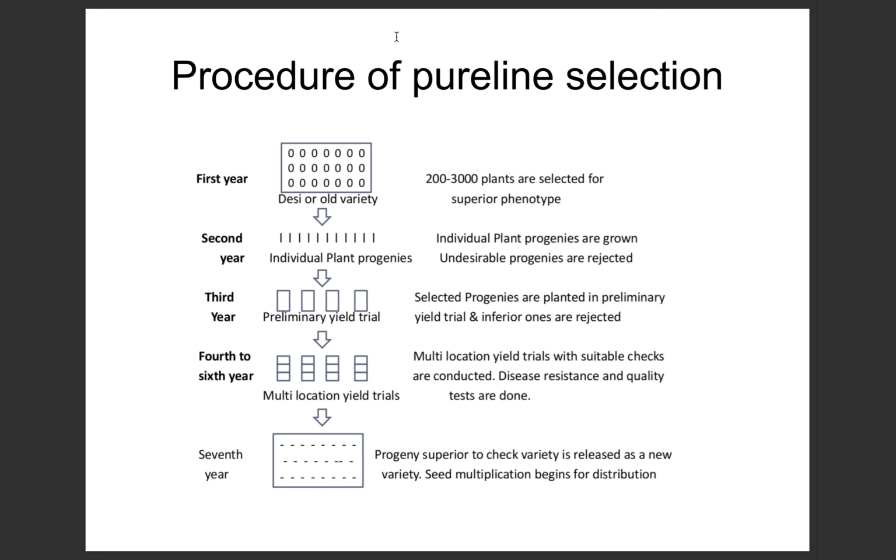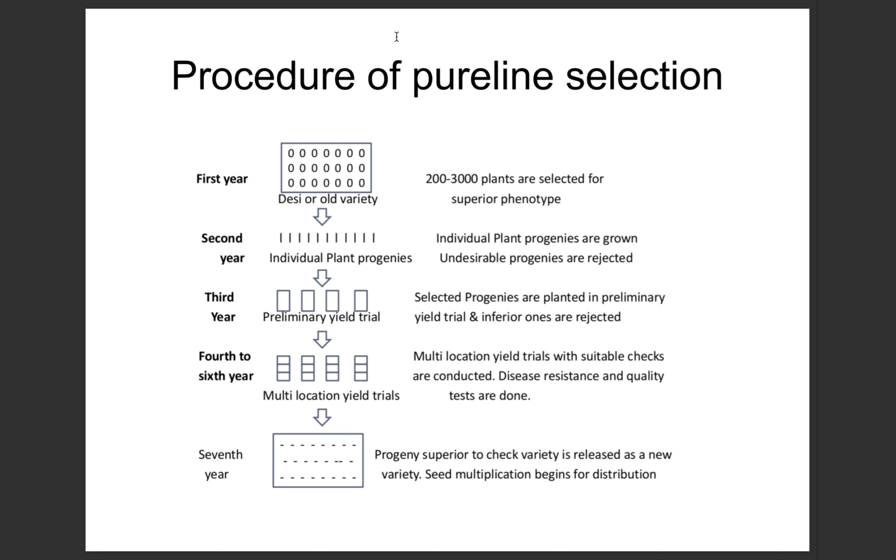And in the third year, those progenies which are selected in the second year are planted in preliminary yield trial, that is primary yield trial, and then inferior ones among these are rejected. From the fourth year to sixth year, coordinated multi-location yield trials are conducted along with suitable checks. That is multi-location yield trials. Yield trials at different locations are conducted simultaneously, and disease resistance and other quality tests are done along with the yield trial.